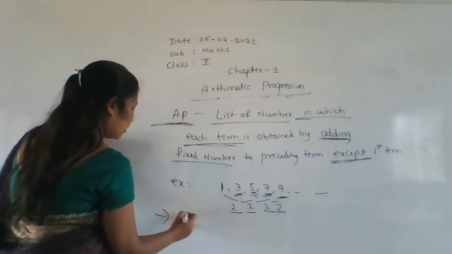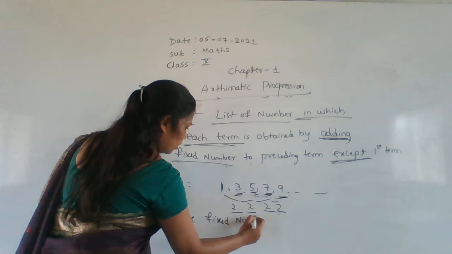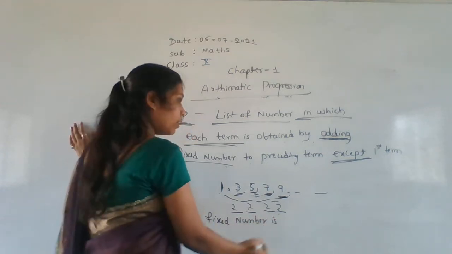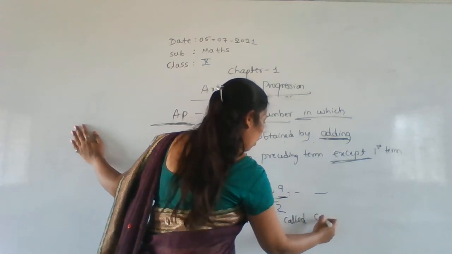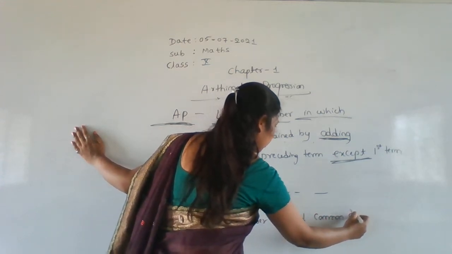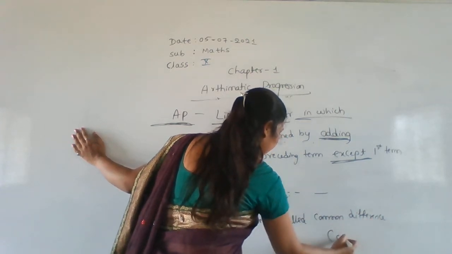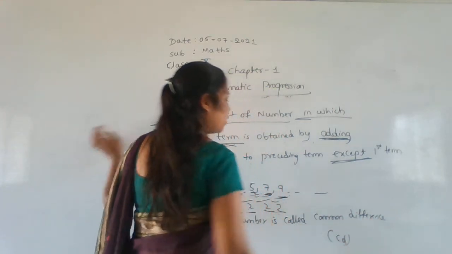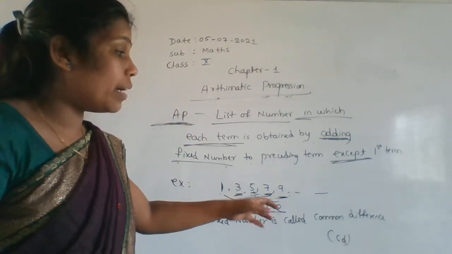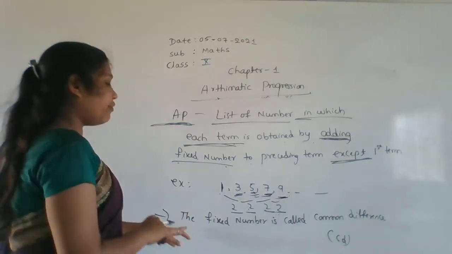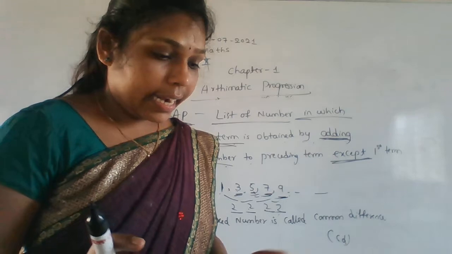Okay, the fixed number is called the common difference. The short form is CD. We can call that a CD, common difference. CD means common difference. So the fixed number is called the common difference here.